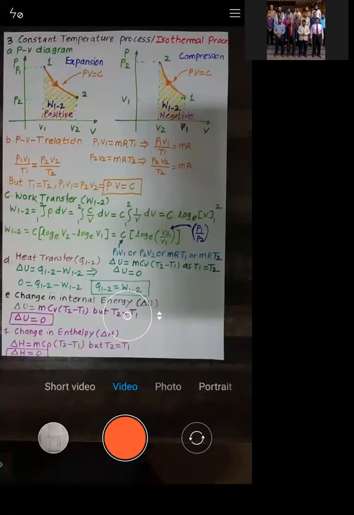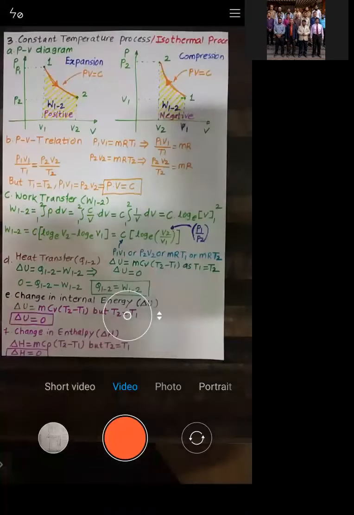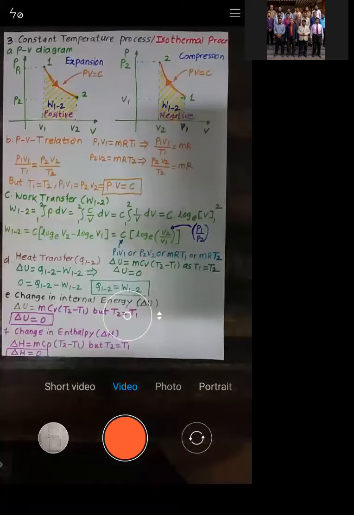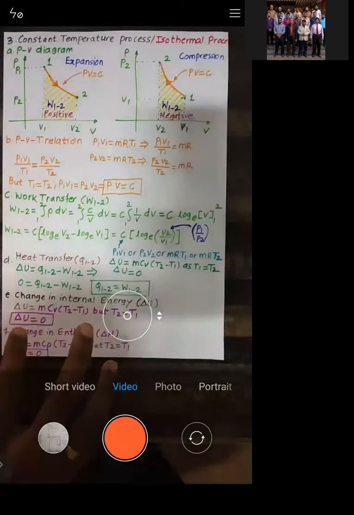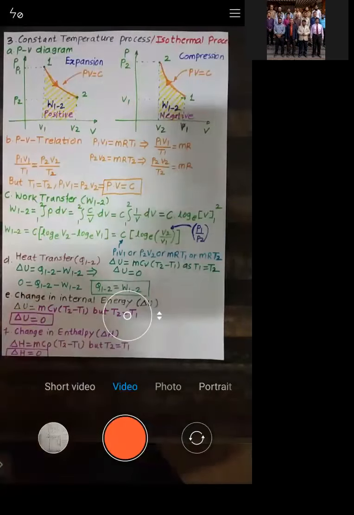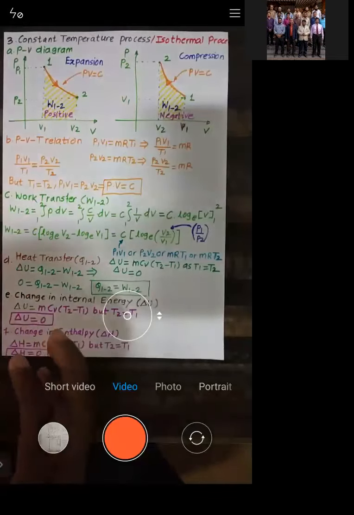Okay, so what we will do? If there is any doubt, let me know. Otherwise, we can conclude today's session. In the next session, we will see two more processes, the adiabatic process and the polytropic process. Once we finish these two processes, we will immediately start the problems based on all the processes which we have seen. We will take a combined problem where most of the processes are covered, not a separate problem for each process.